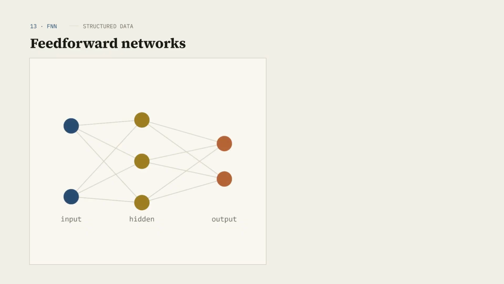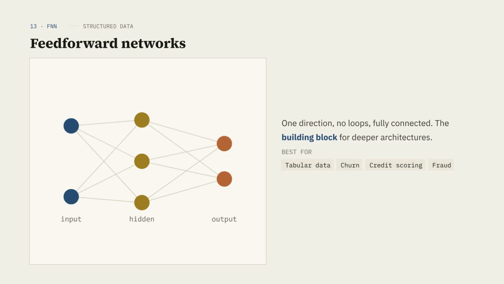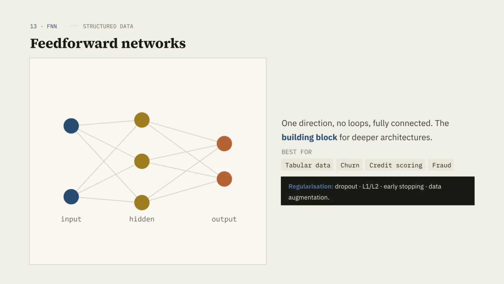The feed-forward neural network is our simplest model. It has no loops and is fully connected. It excels at structured tabular data like credit scoring or fraud detection. Regularization is critical here. Use dropout, L1, L2, or early stopping to ensure the model generalizes well.